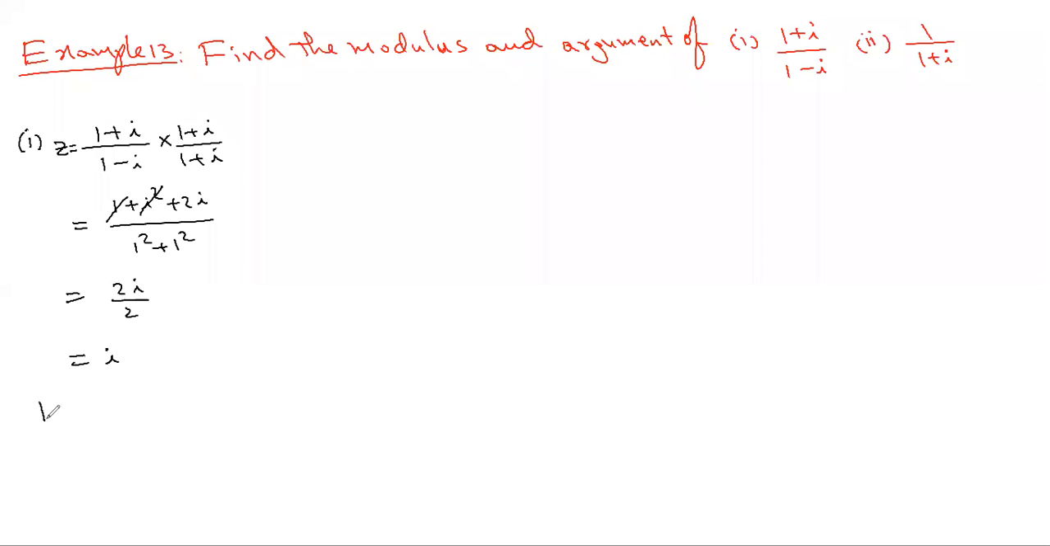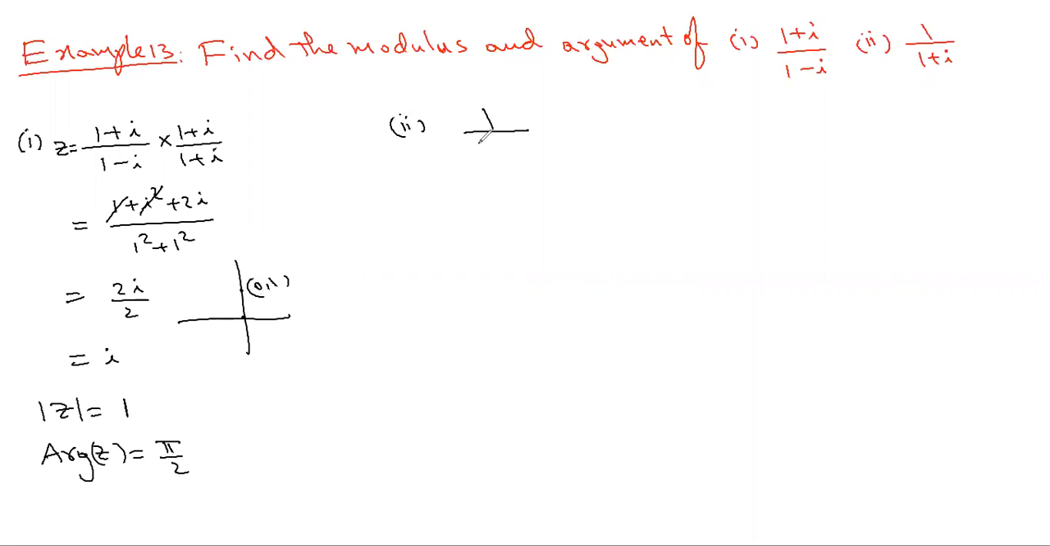We know that the modulus of z, modulus of i, is 1. i is basically 0 comma 1. The distance of 0 comma 1 from the origin is 1 unit. And the argument, we know that for a purely imaginary complex number, the argument is pi by 2, because that lies on the positive y-axis. So we're done with the first part.